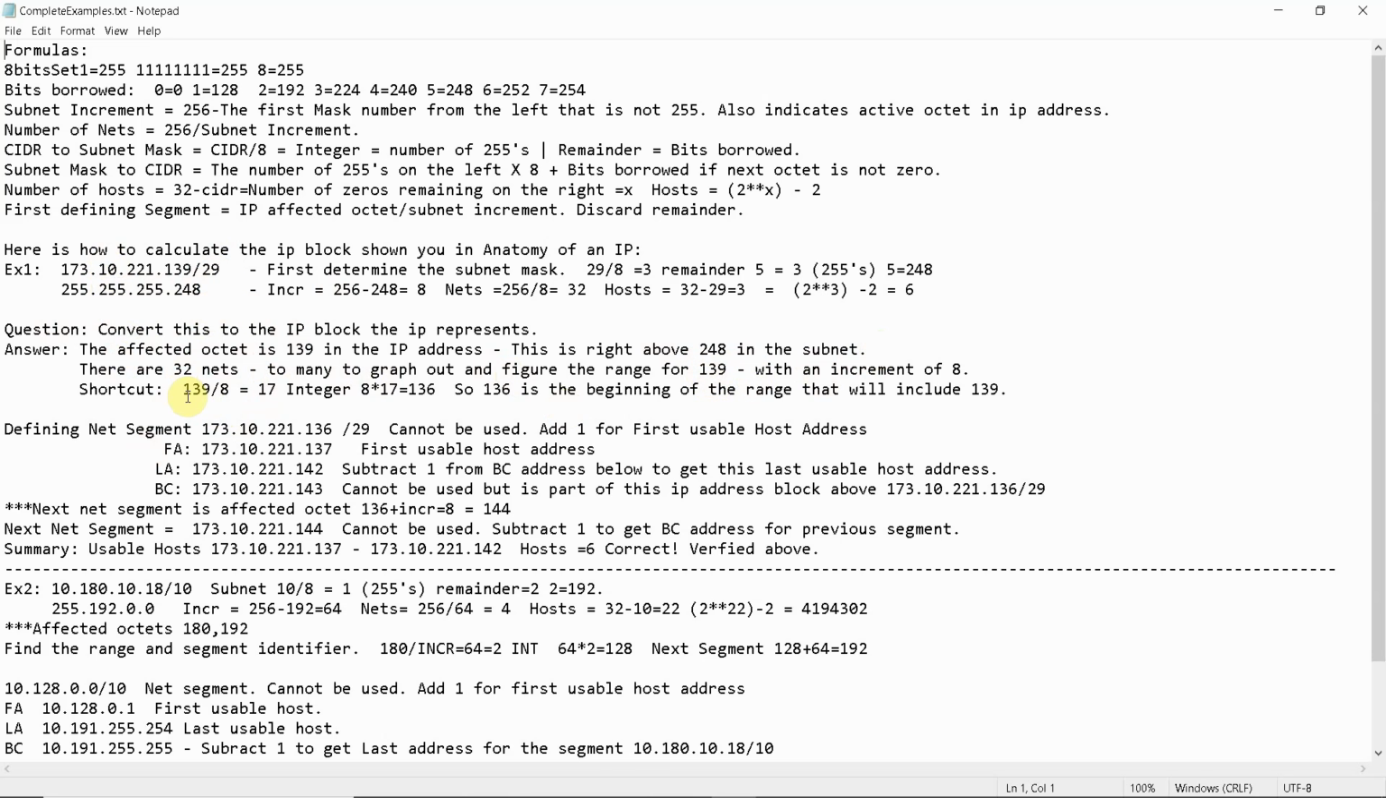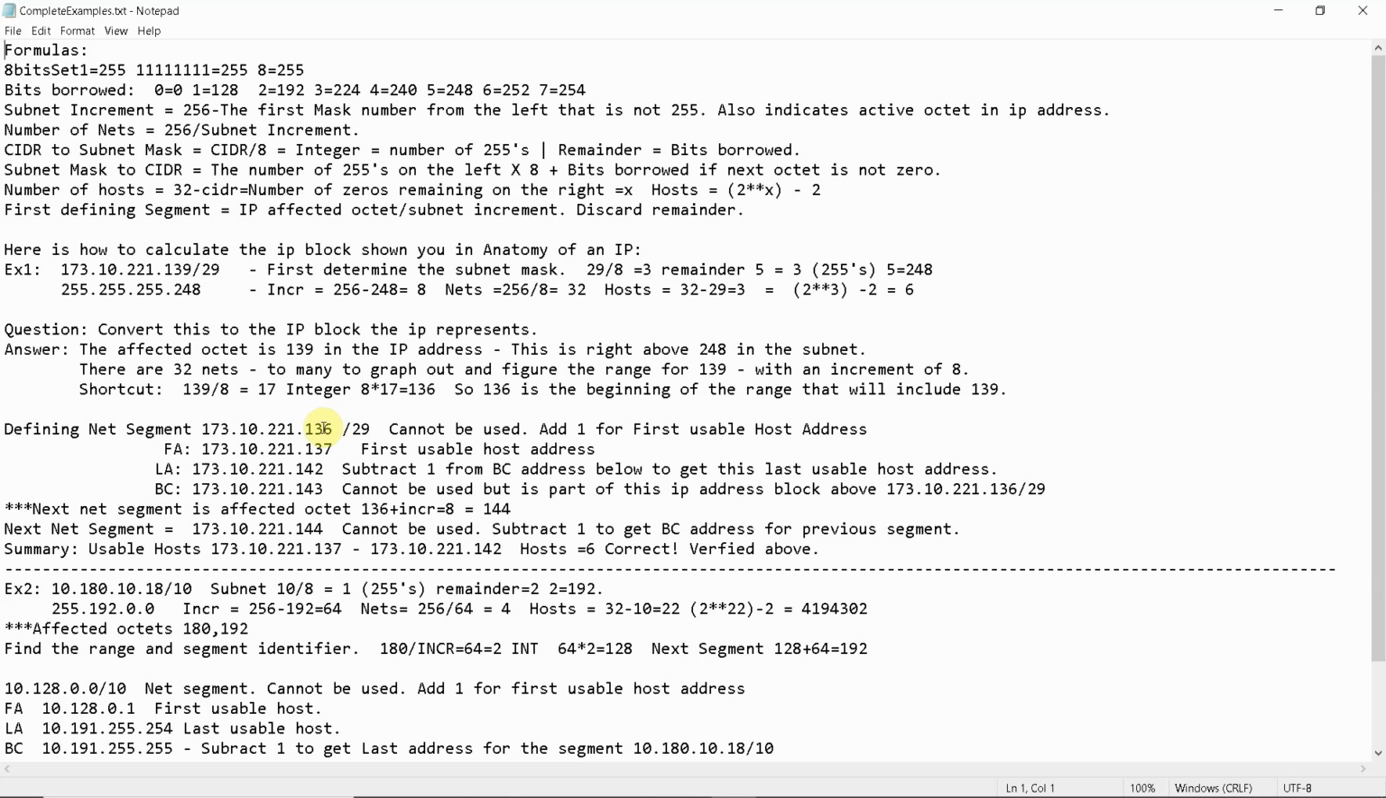So the shortcut is just take 139 and divide it by the increment, which is 8. That's 17. And the integer, we don't care about the remainder, but we want to do 8 times 17, so we can see it's 136. So 139 is going to become 136. Again, 139 is our active octet. So 136 is the beginning of the range that will include 139. Here we go. Check that out, 173.10.221.136. That's our defining net segment for this block, okay?